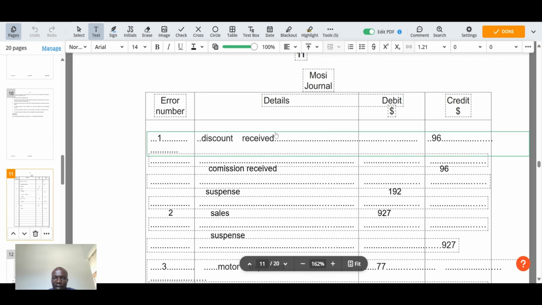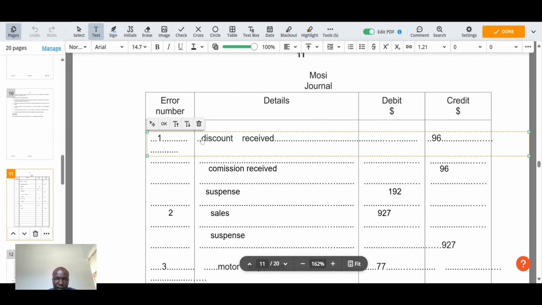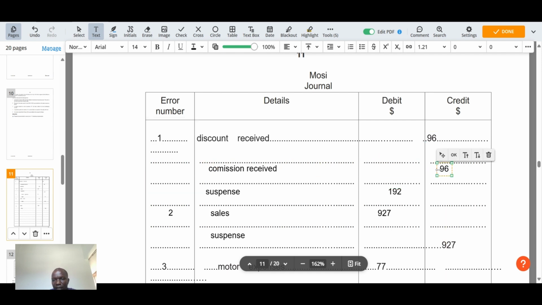So the discount received account has been credited, right? Why did we credit it? We credited it so that we remove the $96 that was debited in error. And then we do the right thing now, which is to credit the commission received account. So the commission received account is also credited with the 96 that we see here.